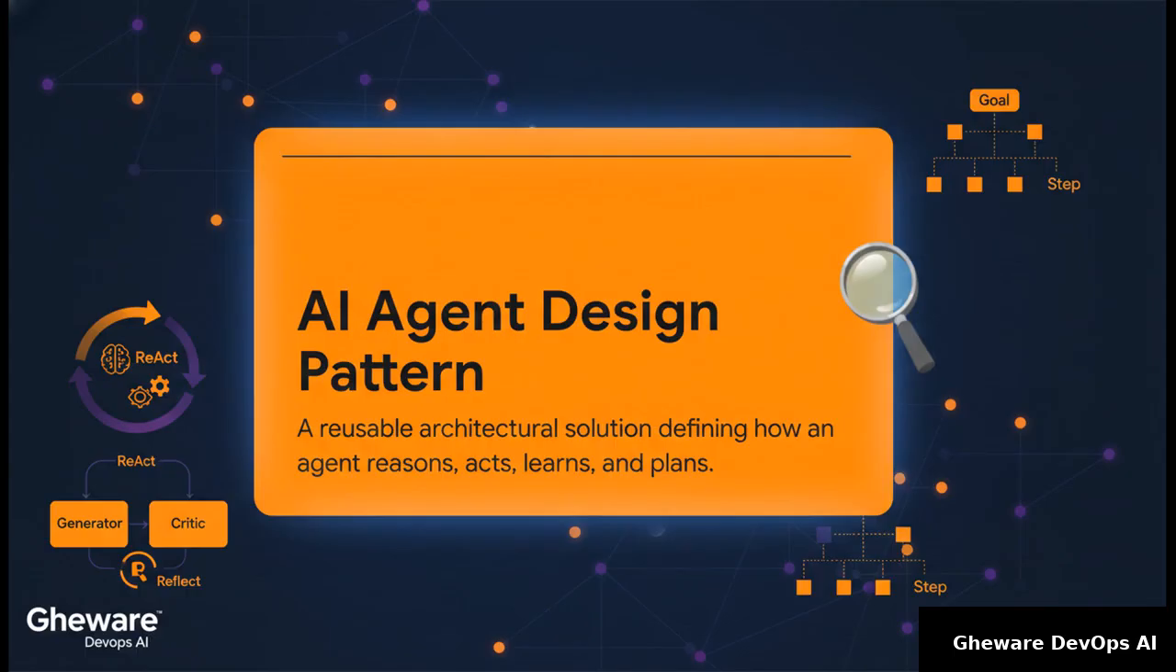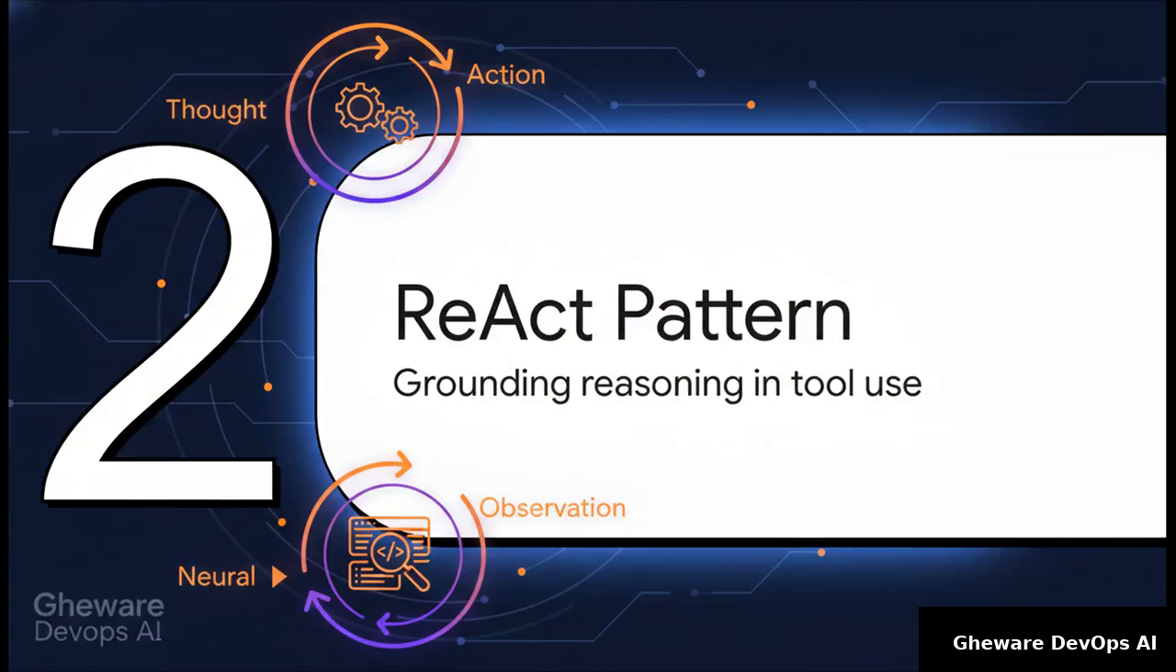And that's exactly where these design patterns come into play. If you're from a software engineering background, this should click immediately. Think of them just like the classic Gang of Four patterns, singleton, factory, observer, but for AI agents. They're these battle-tested, reusable blueprints that give our agents a solid structure for reasoning, using tools, and, most importantly, learning from their own mistakes.